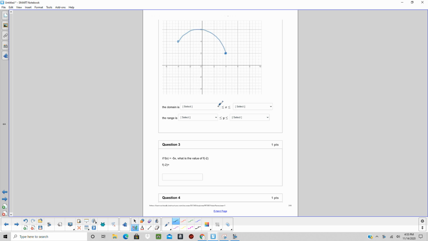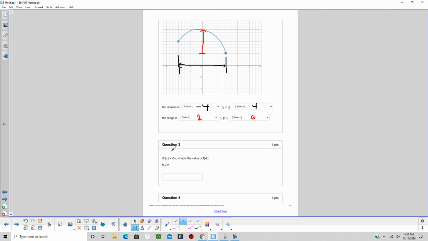Well, this is printing, so I can't do the drop-down menus, but my lowest x value is -4. My highest x value is 4. So x is in between those two numbers. Now I want to look at my y's, the range. My lowest y value is 2. And my highest y value is 6.